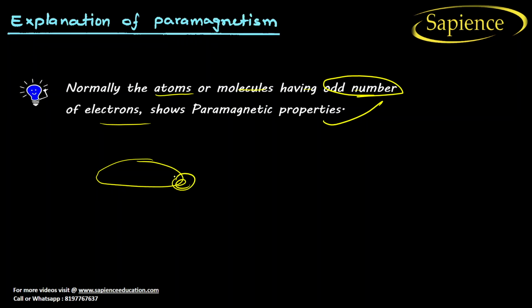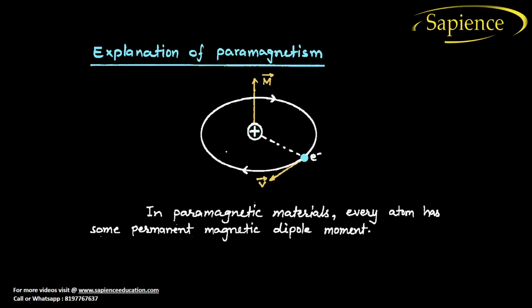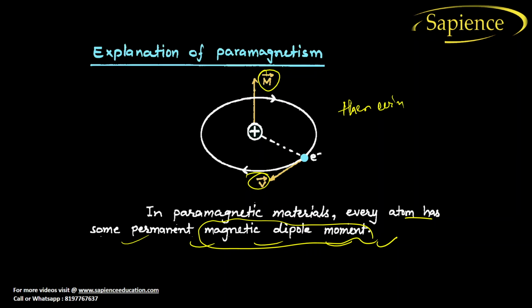So, we have already discussed this in the case of the diamagnetic substance. So, in paramagnetics, you won't get a pair of the electrons, so there will always be a magnetic moment in a particular direction. Now, see, this is a magnetic moment in a particular direction, electron is revolving. So, what happened? It has a velocity V. Every atom has some permanent magnetic dipole moment. So, here no cancellation happens. So, it means that there will be a permanent dipole moment. See here, there will always be a permanent dipole moment.